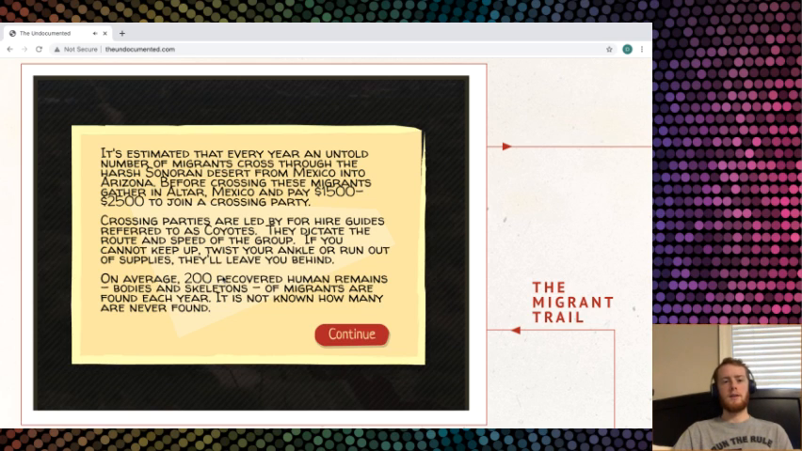So that could be a talking point in a class: how desperate are people, and what are some of the conditions that lead someone to decide that they want to join a crossing party and cross through a harsh desert just for life in America? What are some of the things that people see that America has that Mexico maybe doesn't?